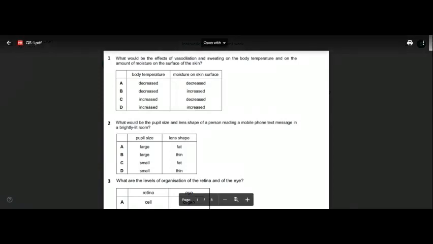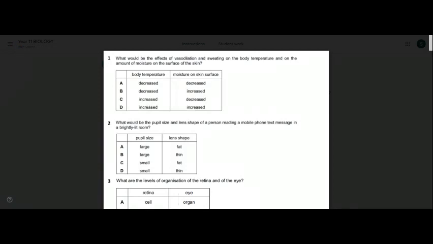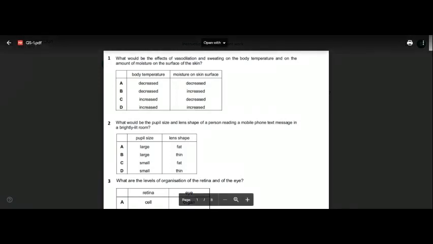A is wrong. So here, by vasodilation, more blood rushes towards the surface of your skin. More heat from your body will be transferred to the surface of your skin. And also, you sweat more, so water comes onto the surface of your skin. That sweat absorbs heat from the blood that is bringing the heat from your body, and it evaporates. Evaporation has a cooling effect, so it cools your body down. So that's how your body temperature decreases. And the moisture, of course, because there is more sweat on your skin, so your skin surface will be moist or wet.